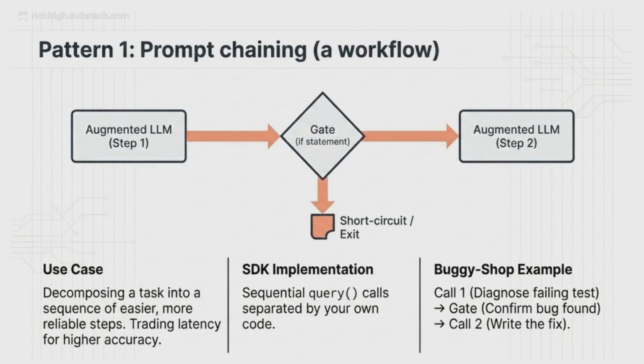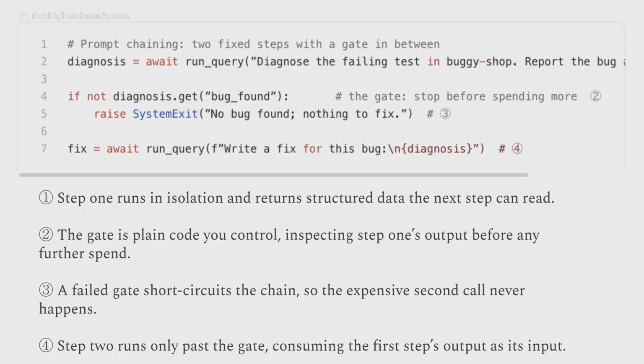In the SDK, this is sequential query calls in your own code, optionally with a programmatic gate between them, a plain IF that checks the first step's output before spending money on the second. Step 1 runs in isolation and returns structured data the next step can read. The gate is plain code you control, inspecting Step 1's output before any further spend. A failed gate short-circuits the chain, so the expensive second call never happens. Step 2 runs only past the gate, consuming the first step's output as its input.